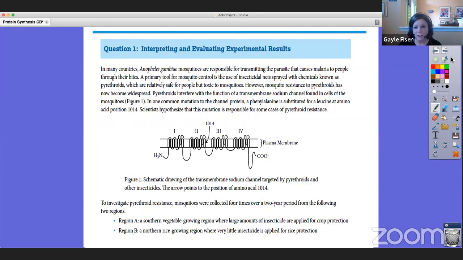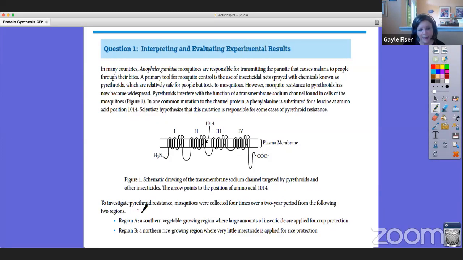Pyrethroids interfere with the function of a transmembrane sodium channel found in the cells of mosquitoes, and that's in figure 1. In one common mutation to the channel protein, a phenylalanine is substituted for a leucine at amino acid position 1014. Scientists hypothesize that this mutation is responsible for some cases of pyrethroid resistance. Figure 1 is a schematic drawing of the transmembrane sodium channel targeted by pyrethroids and other insecticides. The arrow points to the position of the amino acid 1014.